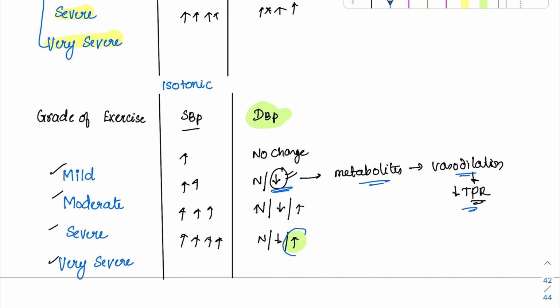How can an increase happen in diastolic BP in isotonic exercise? In isometric, the answer is pretty simple. There is external compression which is compressing the vessels. Whereas in case of isotonic, what happens?